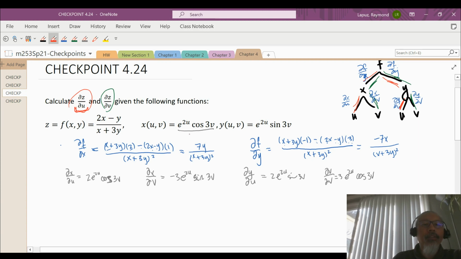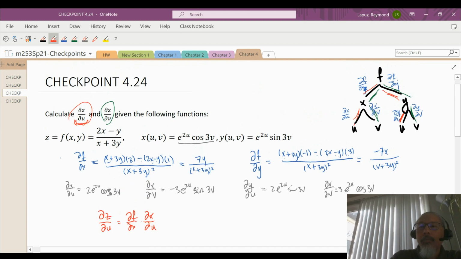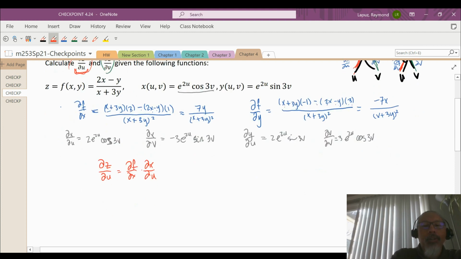Let's take the derivative of z with respect to u, dz/du. So that's going to be the partial of f with respect to x times the partial of x with respect to u. That's that first path that we established. And then we want the partial of f with respect to y and the partial of y with respect to u.